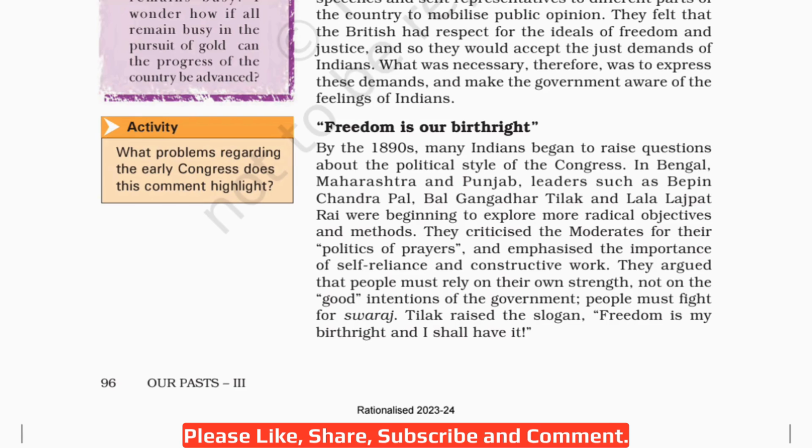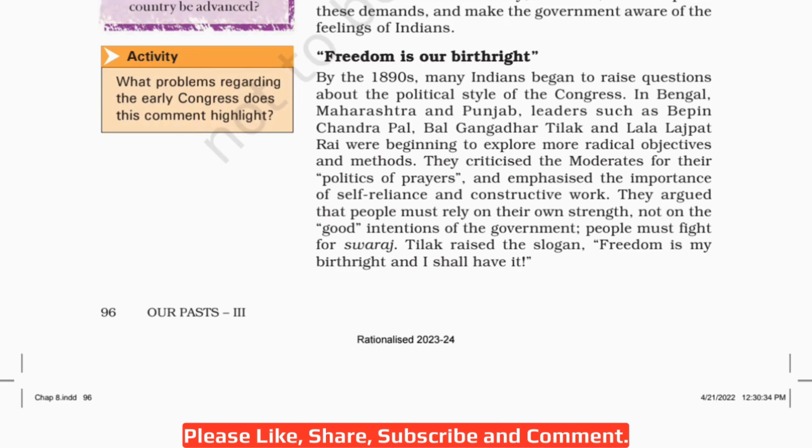Then they criticized the moderates for their politics of prayers and emphasized the importance of self-reliance and constructive work. They argued that people must rely on their own strength and not on the good intentions of the government. People must fight for Swaraj. Tilak raised the slogan, "Freedom is my birthright and I shall have it." So he said don't depend on the government only. Be self-reliant, be self-responsible, be independent, and do some constructive work. Start with a change yourself, and that will bring about a change.